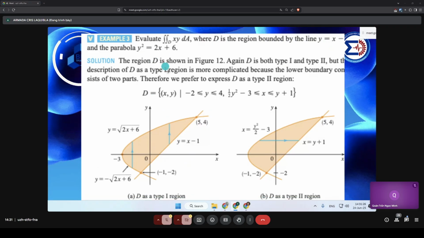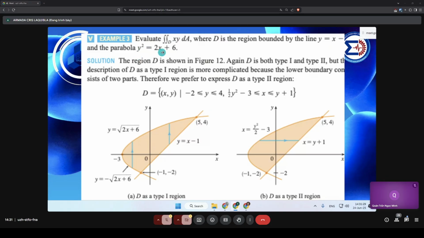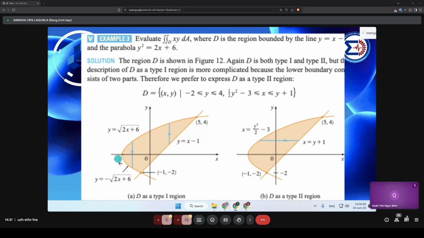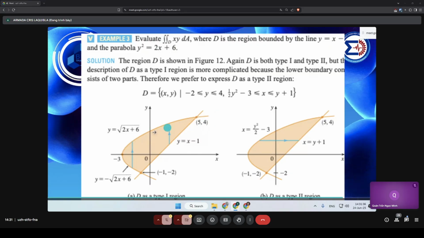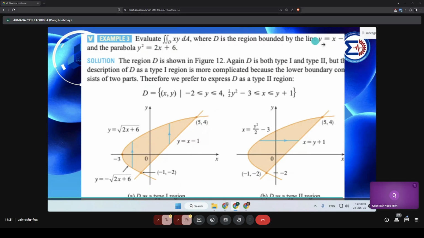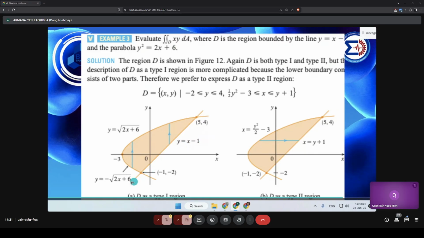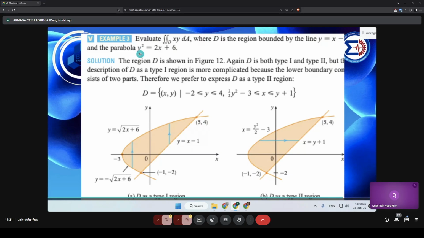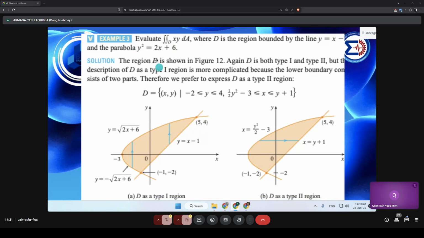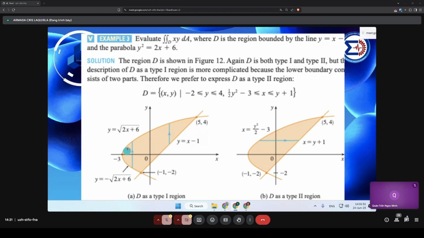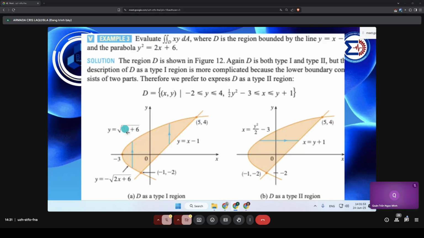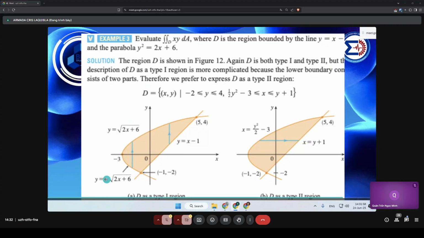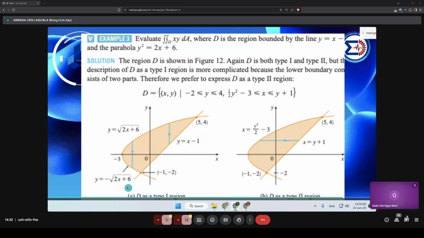Now, if you graph this, y squared is equal to 2x plus 6 is this graph. Okay, this is the graph. Now, y is equal to x minus 1 is this graph here. Now, that is y squared, class. So you solve the y here. So take the square root both sides. This graph here, the upper graph, is the square root of 2x plus 6. The lower graph here is the negative square root of 2x plus 6.